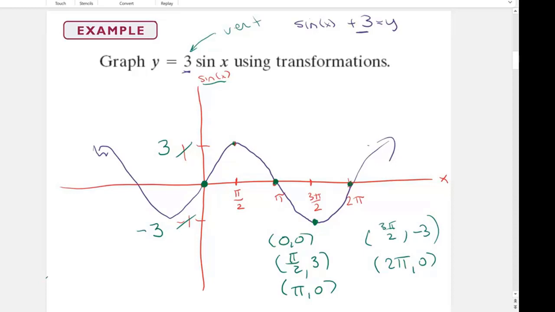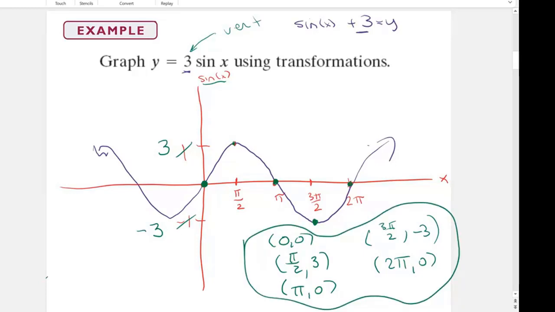And in ALEKS, that's all I need. I need 5 points, and then it'll actually graph it itself. So I have a vertical transformation. I'm multiplying by 3. All I really need to do is change my y values to 3 times whatever they were. And now I have my 3 sine of x.